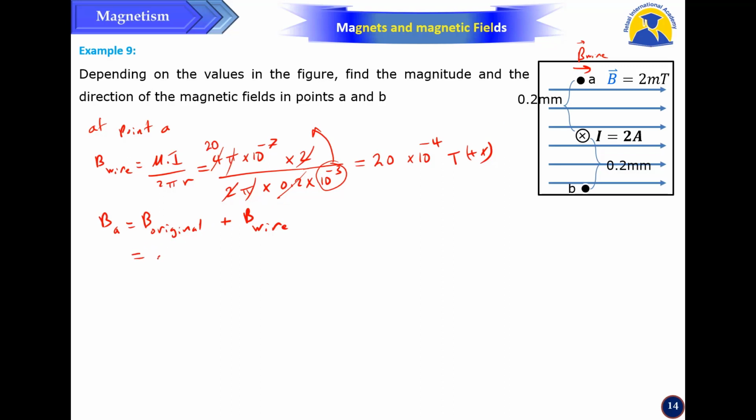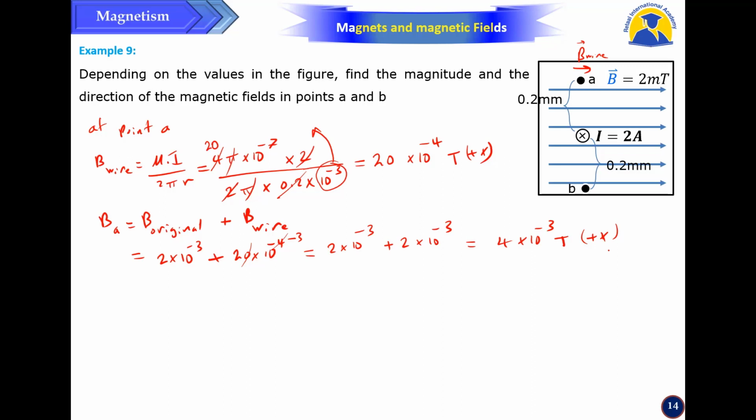So B original is 2 multiplied by 10 power minus 3, and B wire is 20 multiplied by 10 power minus 4. We make the power same, so 2 multiplied by 10 power minus 3 plus, we cancel this 0, and we change this one to minus 3. So it becomes 2 multiplied by 10 power minus 3. So the answer will be 4 multiplied by 10 power minus 3 Tesla, and the direction is positive x. So this is the magnetic field at point A.